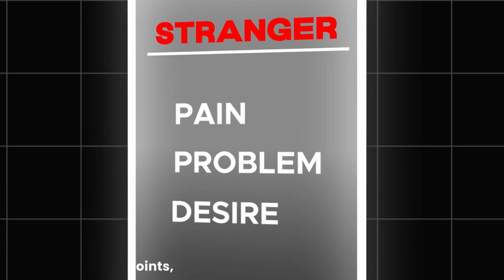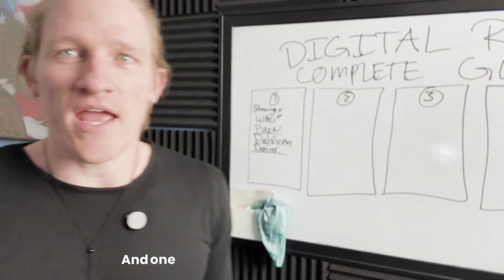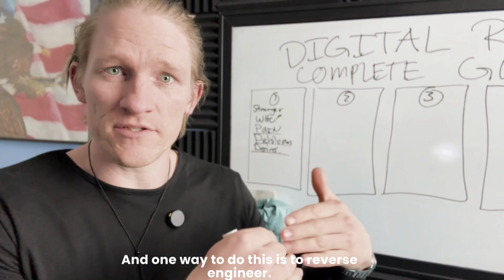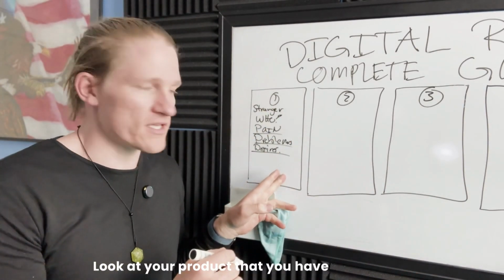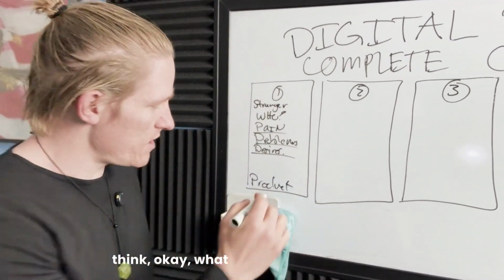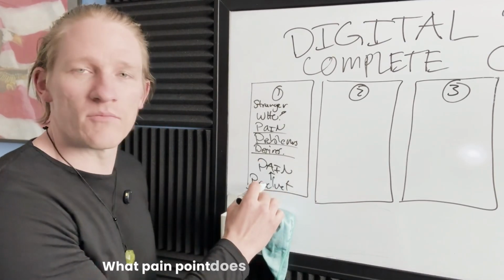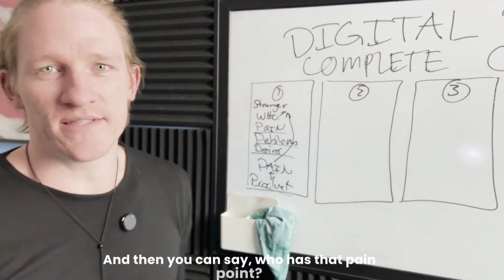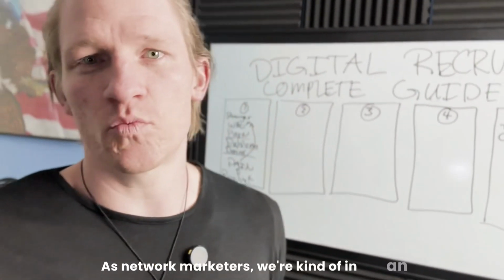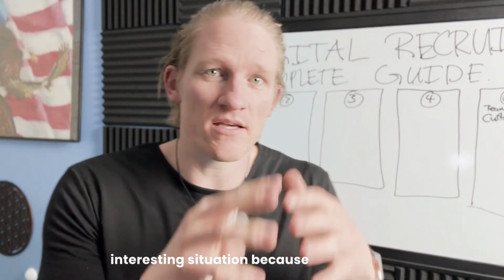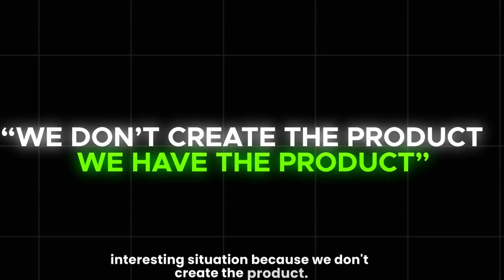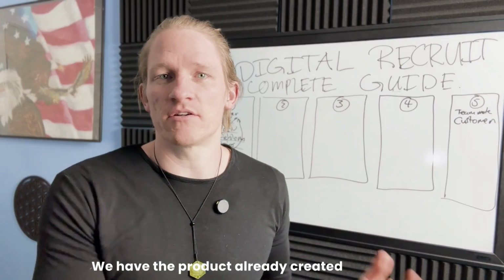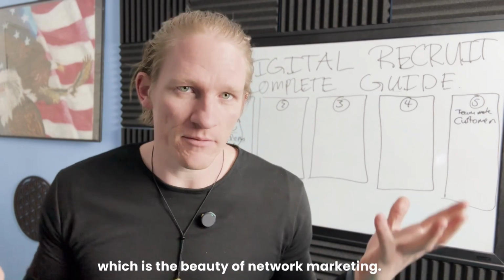Okay. So you have the pain points, the problems, the desires. And one way to do this is to reverse engineer. Look at your product that you have and you think, okay, what pain point does this product solve? And then you can say who has that pain point. As network marketers, we're kind of in an interesting situation because we don't create the product. We have the product already created for us, which is the beauty of network marketing.